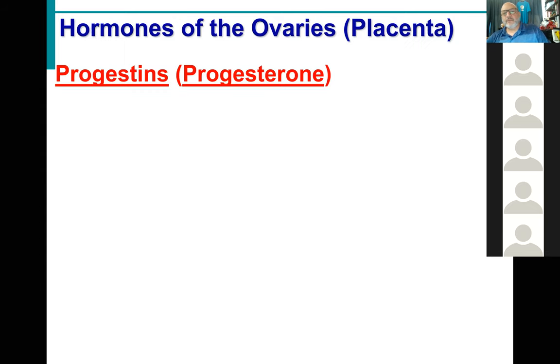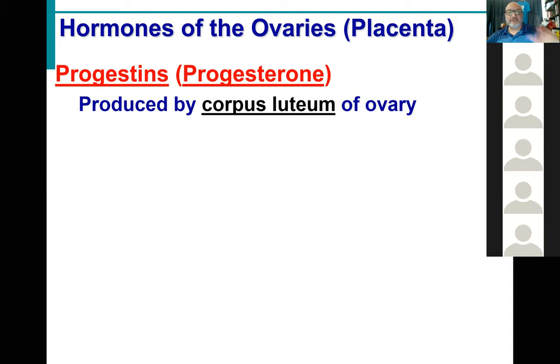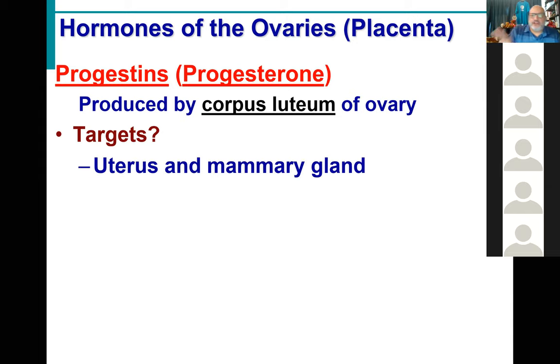Whereas we know progestins, specifically progesterone, are produced by that corpus luteum. Its primary targets are to get the female's body ready for pregnancy, right? Mammary glands, but also the uterus as well. This is when we get the massive growth, massive glandularization, massive vascularization of the uterus, because progestins are basically the warning bell that the female's body gives off that says, hey, we could be getting pregnant any second now. Get ready.